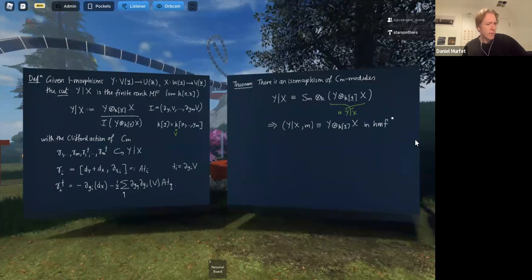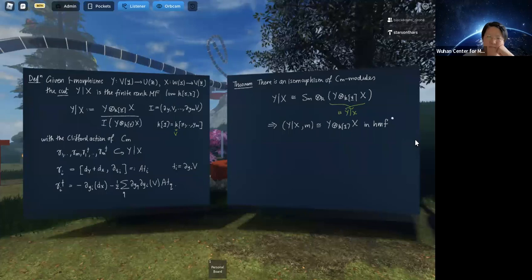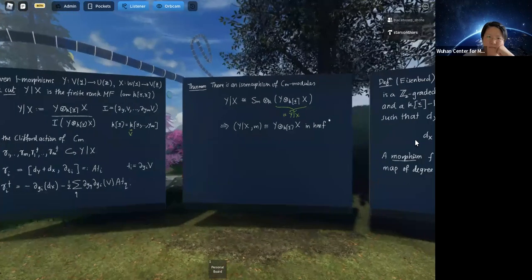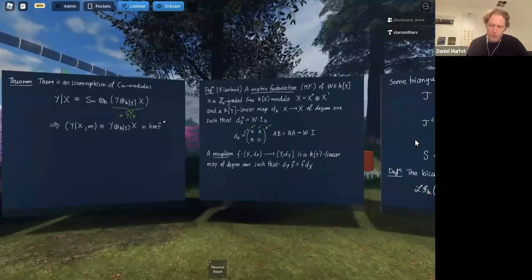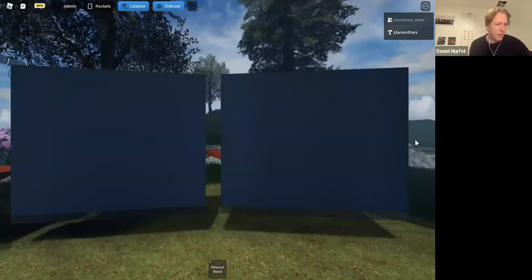And okay, so I'm going to now take a few minutes to tell you what happens in a simple example and how codes arise. Okay, so the simplest possible example you might compute this cut operation in is the following.